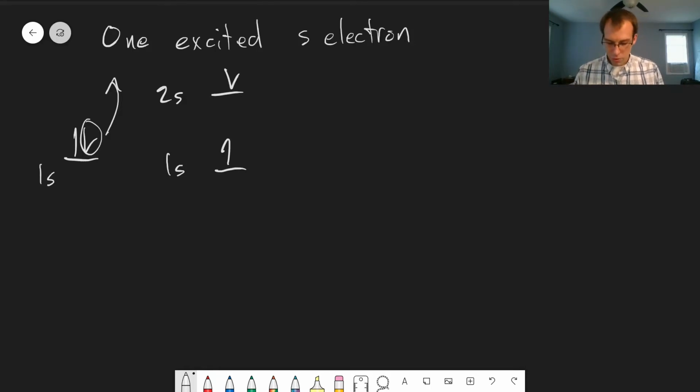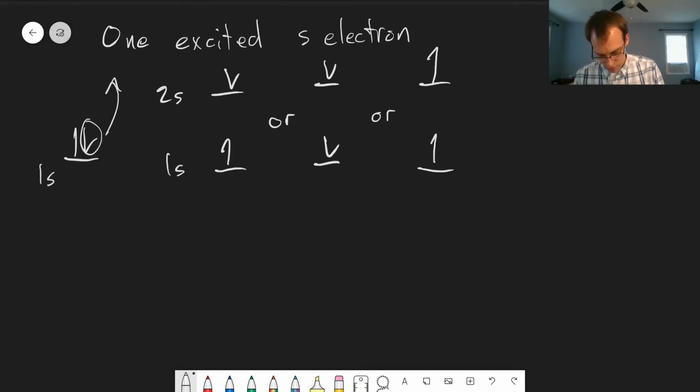Now, I drew it in one particular way, where we have one spin up and one spin down, but there are other possibilities as well. We could also consider a case where they're both spin down, or a case where they're both spin up, or the case where it's spin down in the ground state and spin up in the excited state. So there are four different possibilities here, and these are all valid ways of having one excited s electron in our orbitals.